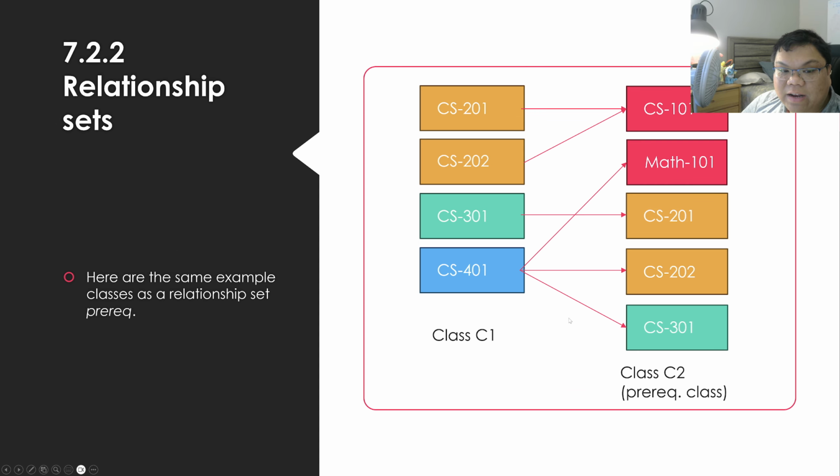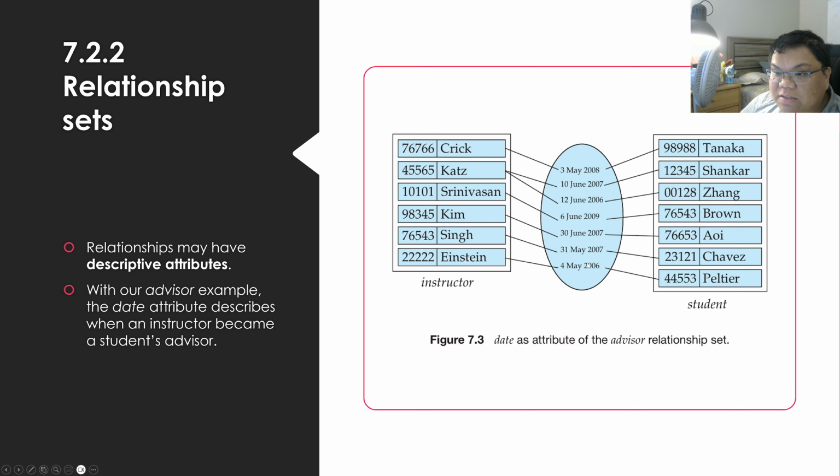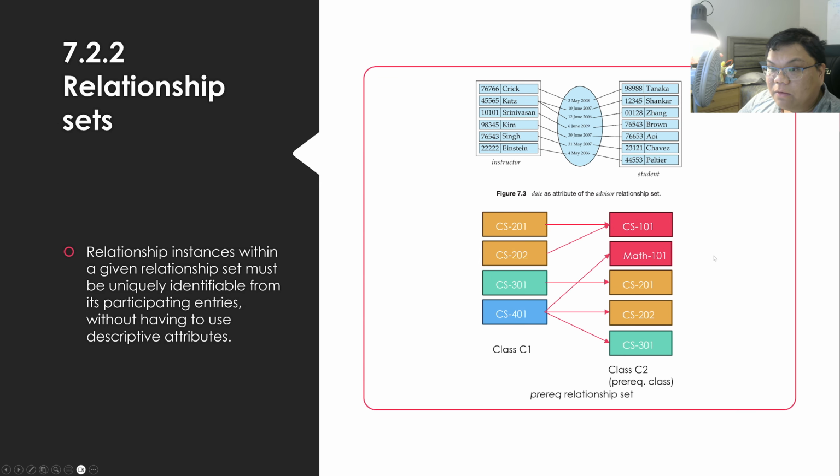Here's what it looks like if we were to organize it the same way as we did with our student and instructor relationship sets. You can also have attributes as part of a relationship set. For example, these dates represent when an instructor became an advisor to a particular student. And we ought to be able to identify individual relationships without having to use those descriptive attributes.